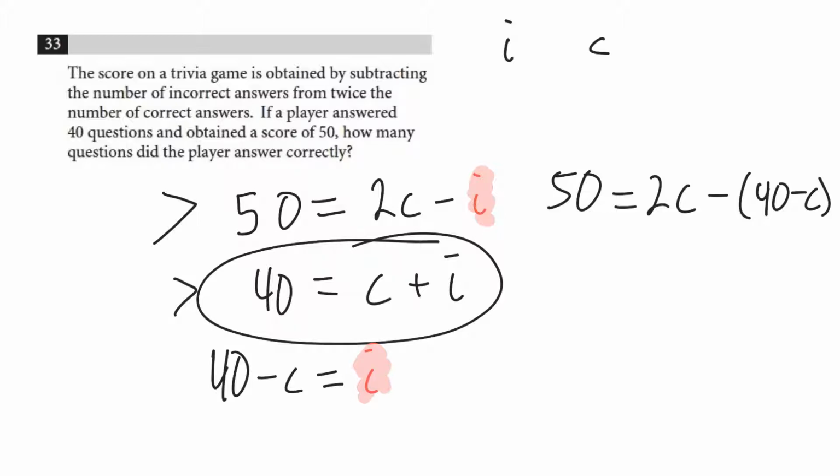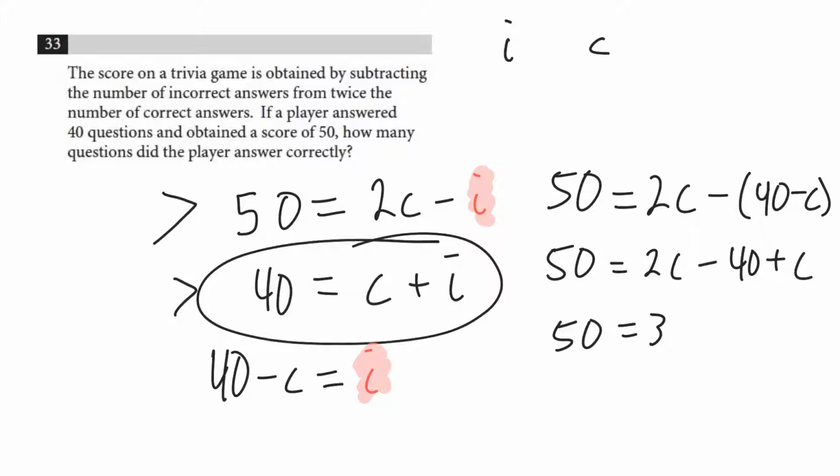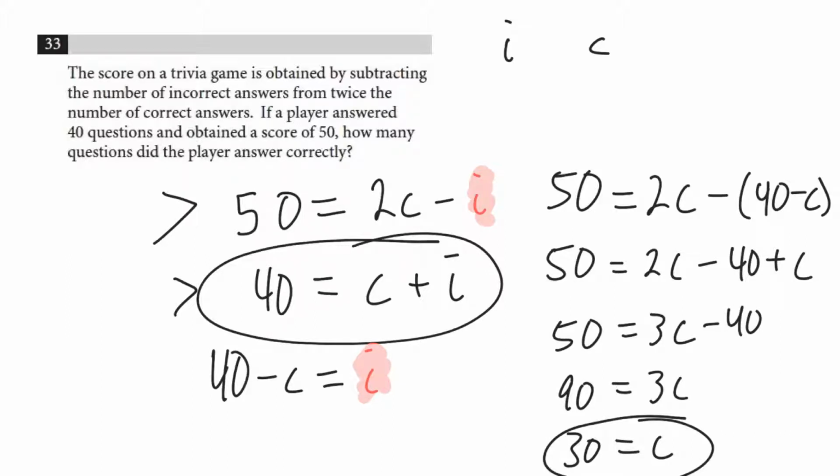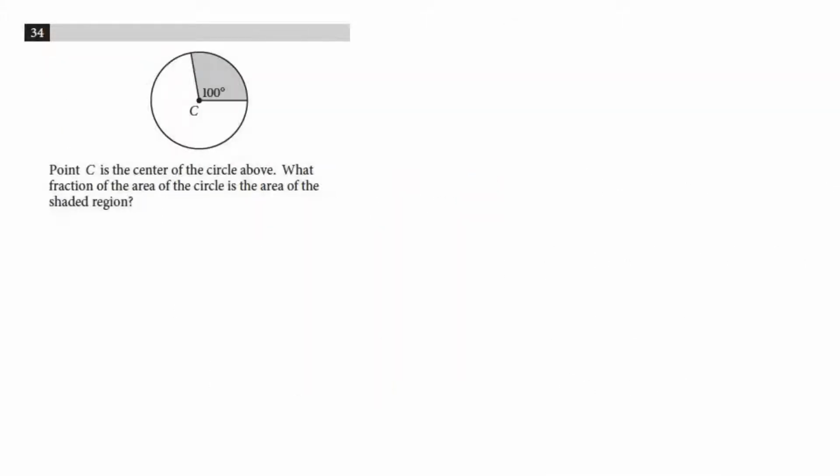Alright, let's distribute and combine like terms. 50 equals 2C minus 40 plus C. So there will be 3C on the right, minus 40, and then add 40 to both sides. 90 equals 3C, and divide by 3. So 30 equals C. So the correct number of answers is 30.